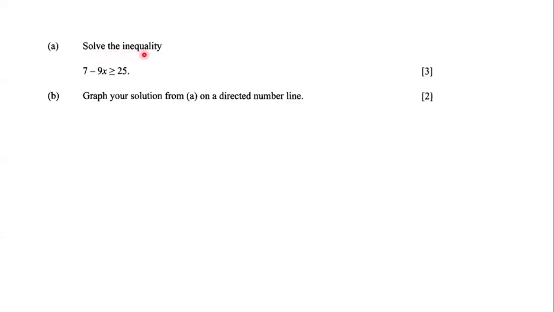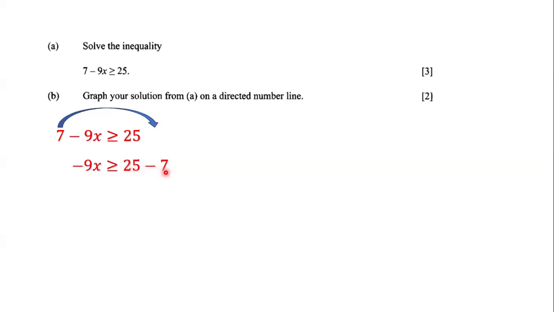Solve the inequality 7 minus 9x is greater than or equal to 25. And so we have 7 minus 9x is greater than or equal to 25. What we're going to do here is take the 7 and send it over the inequality sign. When we take the 7 and send it over the inequality sign, it becomes a -7. So what we actually have here is negative 9x is greater than or equal to 25 minus 7.